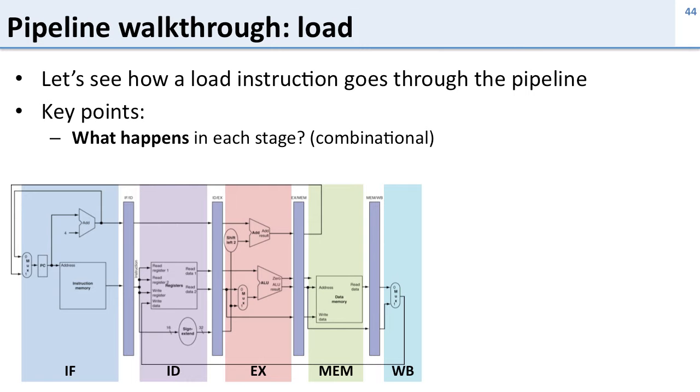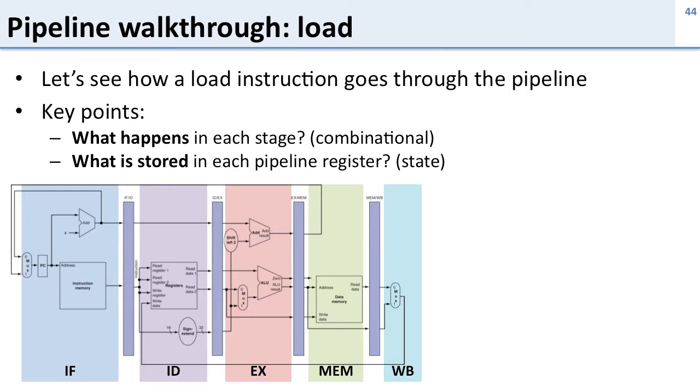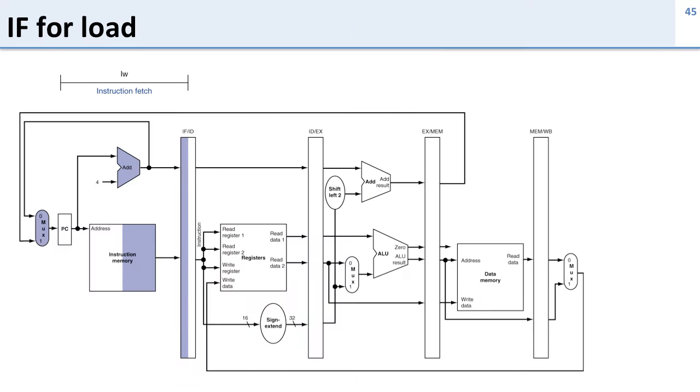The first is what happens in each stage. That is, what is the combinational pipeline logic doing in each stage? And the second one, what is stored in each pipeline register? That is, what is the state that we bring through the pipeline? So let's go ahead and get started.